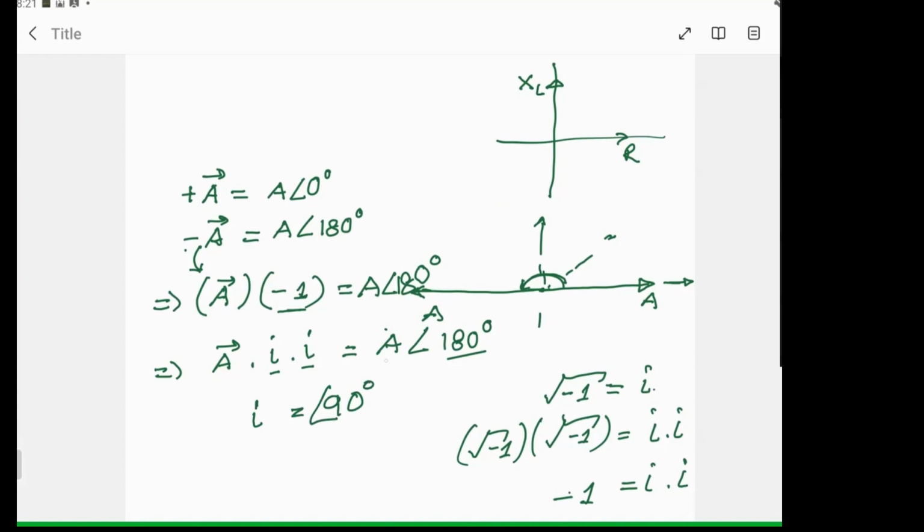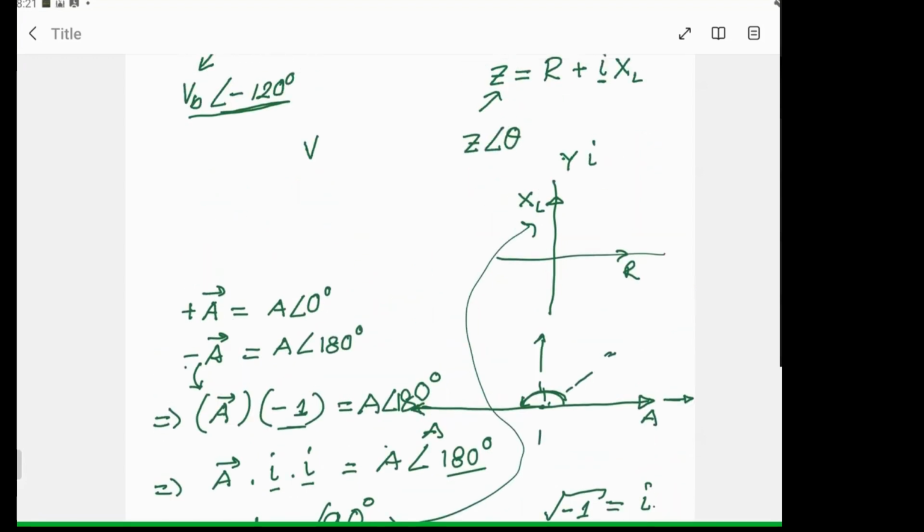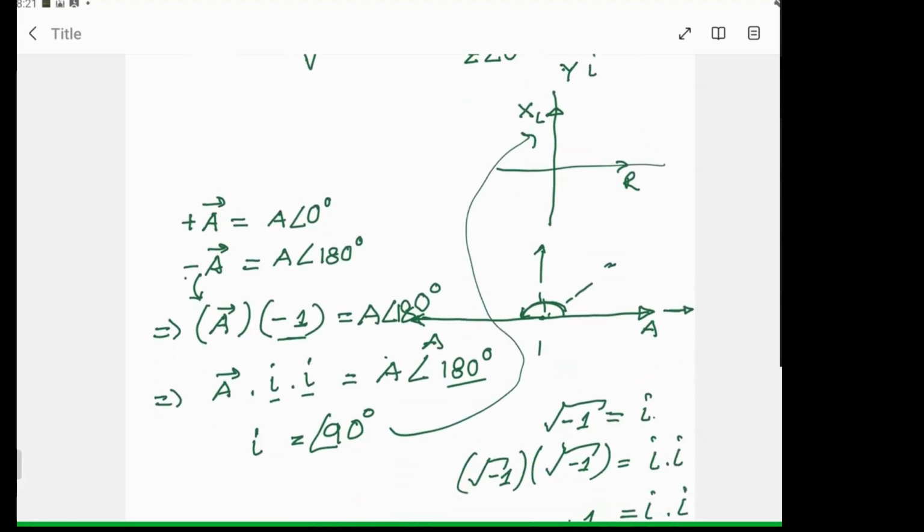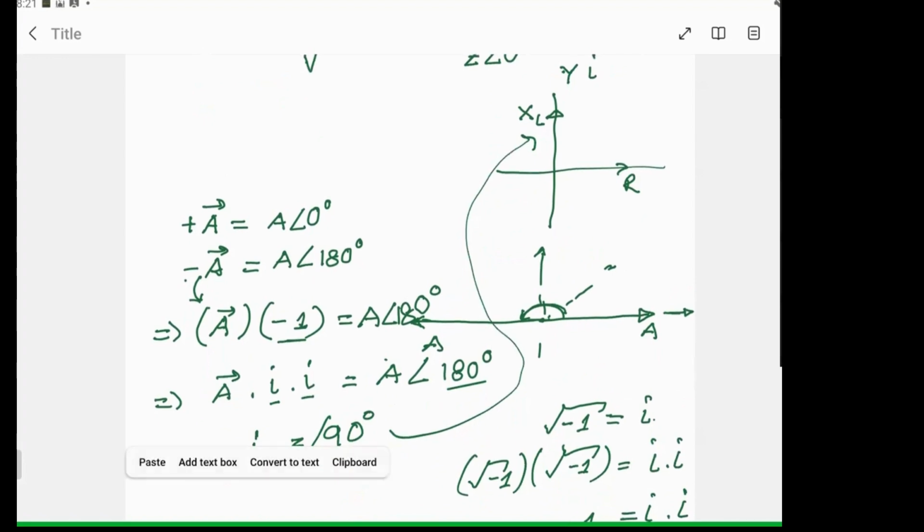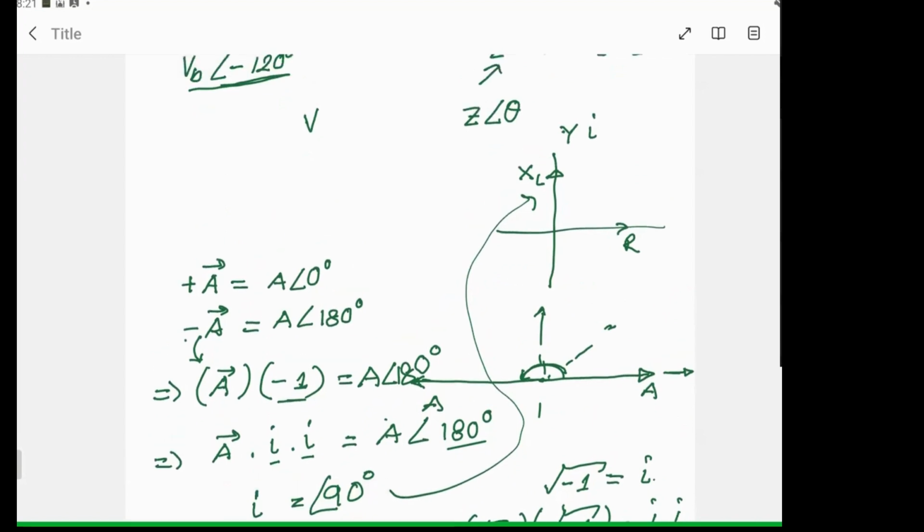That's why we are actually representing this imaginary part in the y-axis. Because whenever you are multiplying a quantity with I, that is actually shifting your quantity by 90-degree. And if you multiply it with I times I, then it is shifting 180-degree. So that's why we are representing the imaginary in the y-axis.